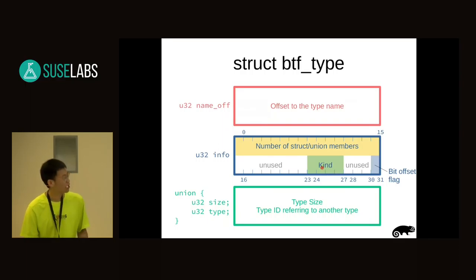You can also see here that the kind is defined, so you know what kind of type it is. And there's a bit offset, mainly for struct, because you may need a bit offset instead of a byte offset. The last one can be a type size or a type ID, depending on the type. For example, if you're using the pointer type, you may need to know what type it points to.